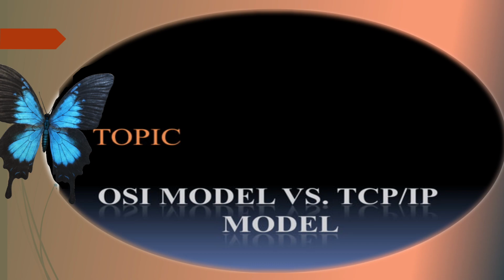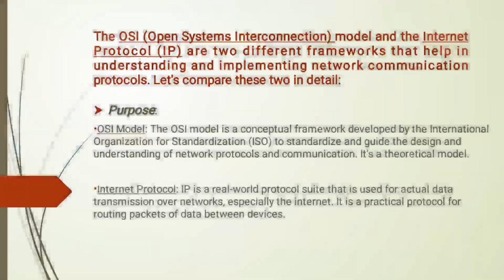In today's session, we are going to discuss the comparison between the OSI model and the IP model. OSI stands for Open System Interconnection Model, and IP stands for Internet Protocol. These two models are two different frameworks that help in understanding and implementing network communication protocols. Let's compare these two in detail.